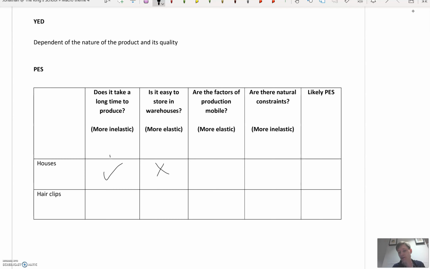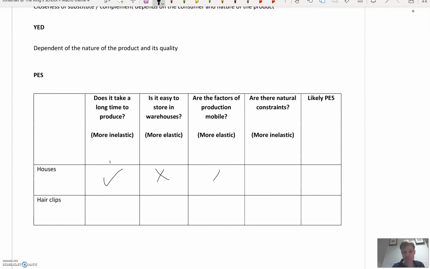Are the factors of production mobile? Well, what do I use to make houses? For example, I use builders. I use bricklayers. I can't really use supermarket workers or restaurant workers or really any other workers to switch over. It's actually quite difficult to do it. So I would argue that they're not mobile. You can't switch over from something else. Natural constraints we're not really going to talk about here. So the likely PES, certainly in the short run, is very inelastic. Increase in housing prices probably not going to give you a lot more supply.